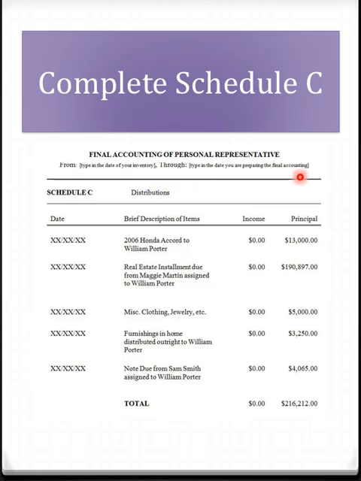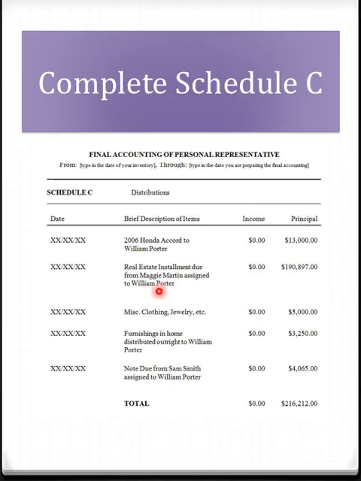So basically it's a piece of paper that's a note that says Maggie Martin owes Mrs. Porter, but since Mrs. Porter is deceased and Mr. Porter is her beneficiary pursuant to the will, we'll assign that note to his benefit instead of her benefit. And that's what this distribution is indicating, that we assigned that note, and the principal amount owed on the note was $190,897, exactly the amount that's in the inventory.